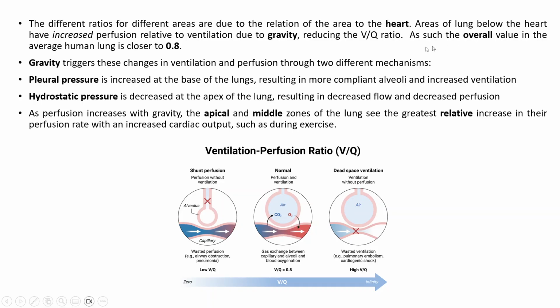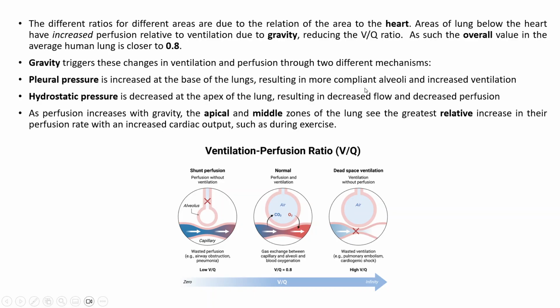And actually, in the human lung, if you look at the general overall or average value, it's closer to 0.8. Ideally, one would want 1, but if you look at your whole lung and the gradients of VQ ratio from the top to the bottom of the lung, the average is around 0.8. And gravity triggers these changes in ventilation and perfusion because pleural pressure is increased at the base of the lungs. Why? Because there's more liquid pooling over there and because it's lower than the heart. So, because of gravity, the pleural pressure increases.